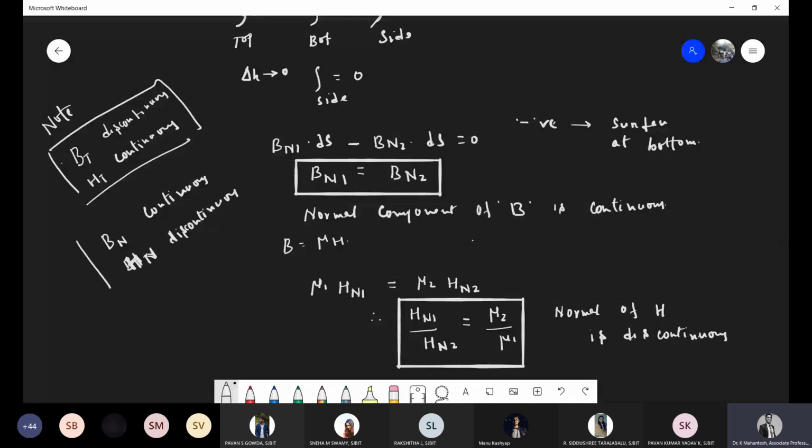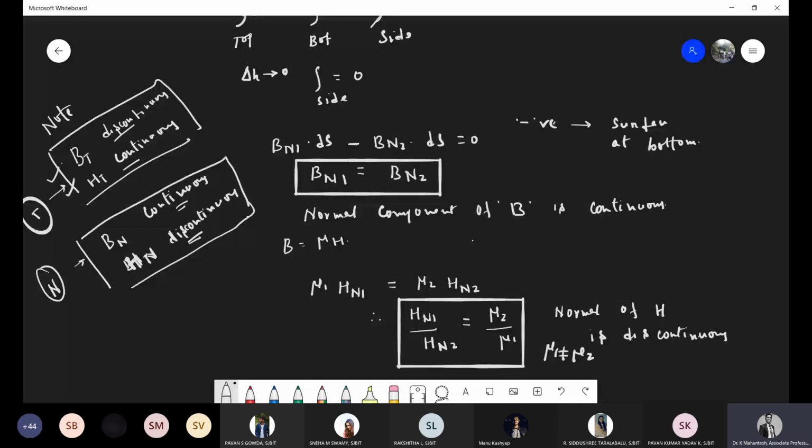These are the boundary conditions. Bt is discontinuous, Ht is continuous, Bn is continuous, but Hn is discontinuous. This is normal components and this is tangential components. Why? Because mu1 is not equal to mu2. Therefore, Hn is discontinuous.